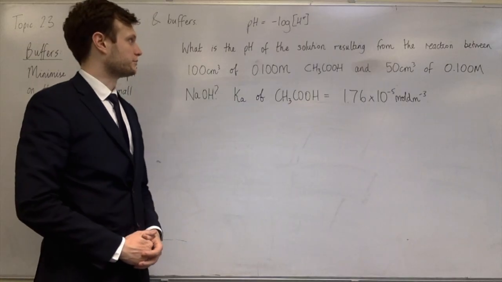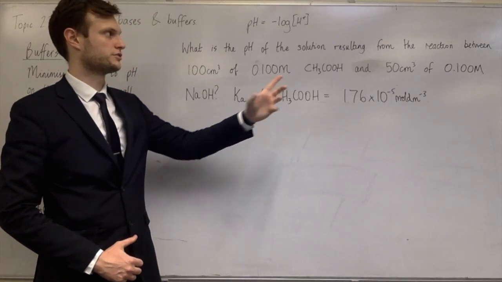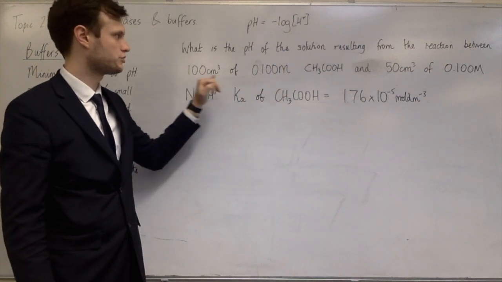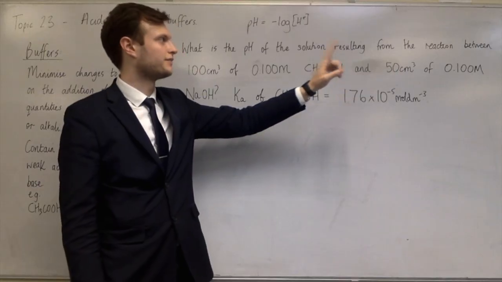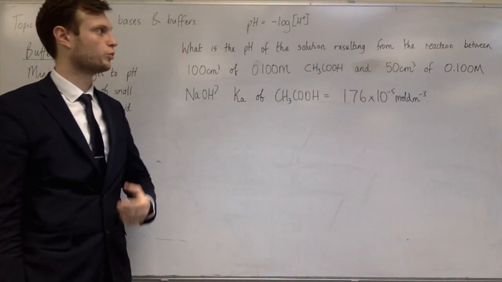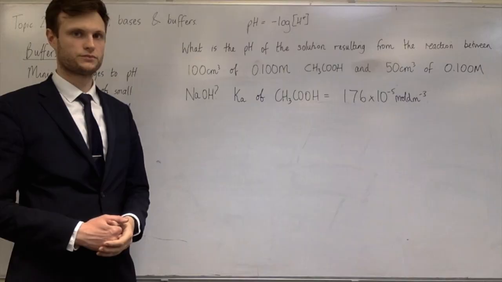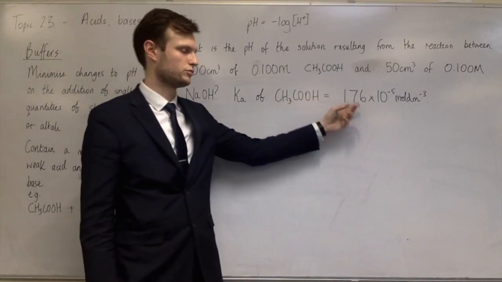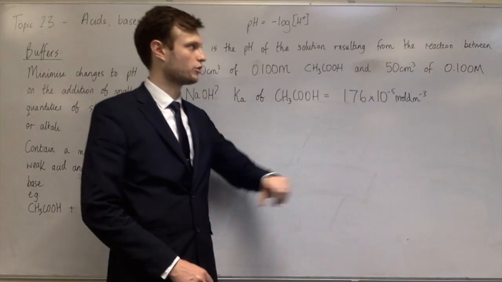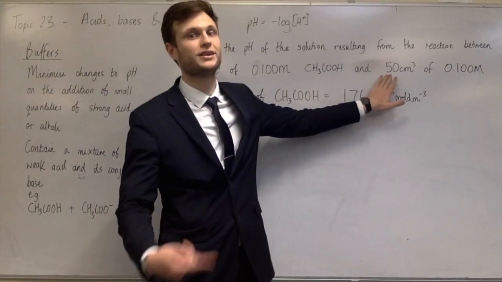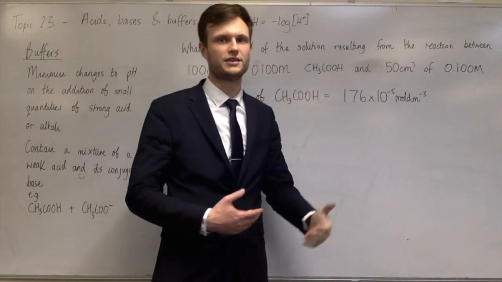Okay, so here's the question. What's the pH of the solution which results from the reaction between 100 centimetres cubed of 0.1 molar ethanoic acid and 50 centimetres cubed of 0.1 molar sodium hydroxide? The Ka of ethanoic acid is 1.76 times 10 to the power of minus 5. I'm going to make one quick change. I'm going to change this to 50.0 centimetres cubed. So there's all three significant figures.